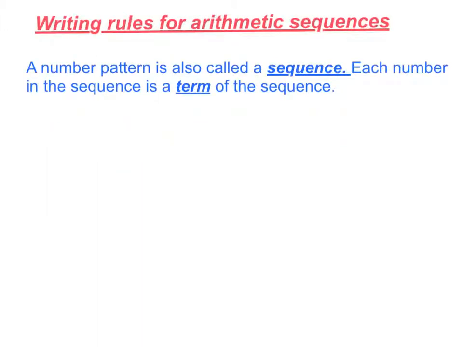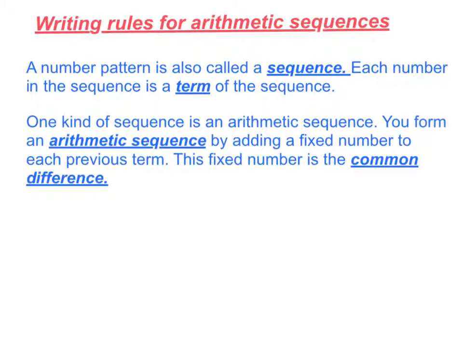So the next thing we're going to do is we're going to write rules for arithmetic sequences. So, first vocab word, a number pattern. A number pattern is just called a sequence. Each number in that sequence is called a term of that sequence. One kind of sequence is called an arithmetic sequence. There's a vocab word. You form an arithmetic sequence by adding, important, adding a fixed number to each previous term. This fixed number is called the common difference.